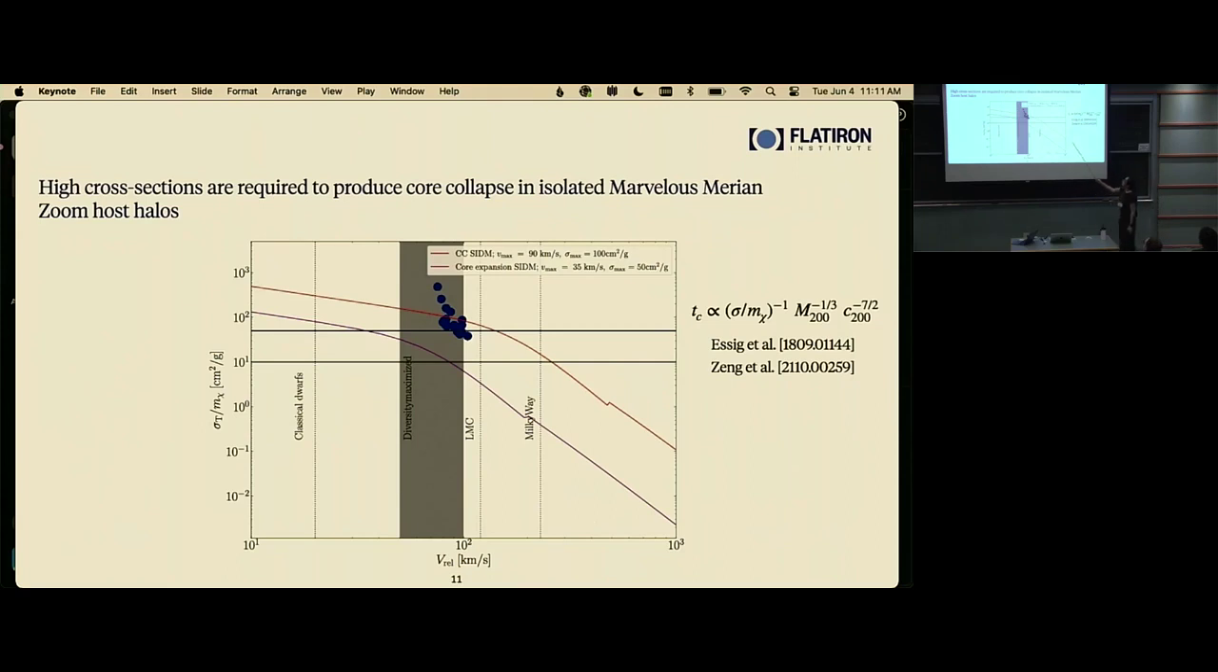So what I have done for the core collapse SIDM case is I use this expression by Zhang, actually, which parameterizes how fast the collapse happens in terms of, again, the cross-section, M200 and C200. What I do is I fit core and Einasto profiles to my CDM simulations and get C200. I get M200, and then I say that I want the collapse to happen by z equals 0, and that allows me to calculate the cross-section that I need to run these simulations to get core collapse by z equals 0. And so this is the prediction for my Marion zooms. And so this is the cross-section that we've proposed for the core collapse SIDM suite.